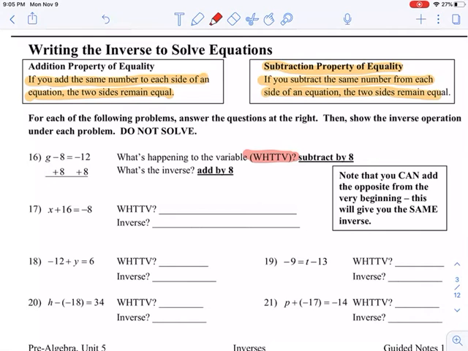All right, so right now in this number 16, what's happening to the variable is it's subtracting by 8. So the inverse would be to add by 8. So what's happening in number 17 to the variable? Well, we're adding by 16. So the inverse would be to subtract 16. In number 18, what's happening to the variable? We're adding a negative 12. So the inverse would be to subtract a negative 12.